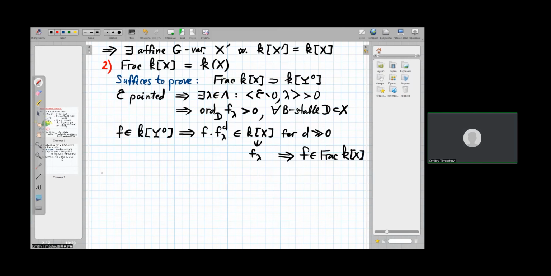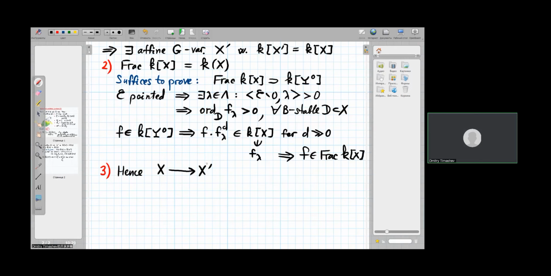Now we come to the final step of the proof. This implies that the natural map from X to X prime, we have such a map because K of X prime coincides with K of X. So a map to an affine variety is given by a homomorphism from its coordinate algebra to regular functions on a given variety. In this case, this homomorphism is just the identity because these two algebras coincide. So we have this map from X to X prime.